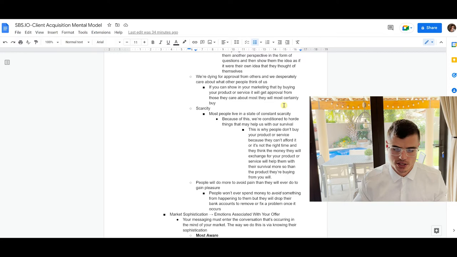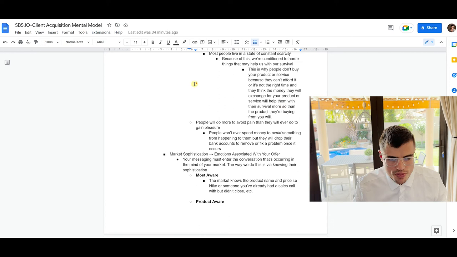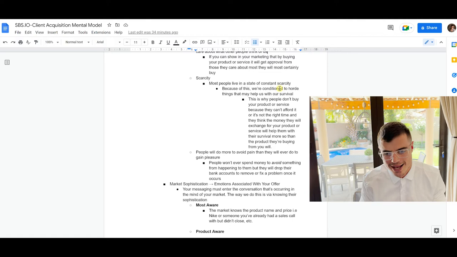So scarcity. Within this whole scarcity effect, most people live in a state of consistent scarcity, because there's always a need for more. That could lead to wanting more, but because of this, we're conditioned to hoard things that may help us with our survival.